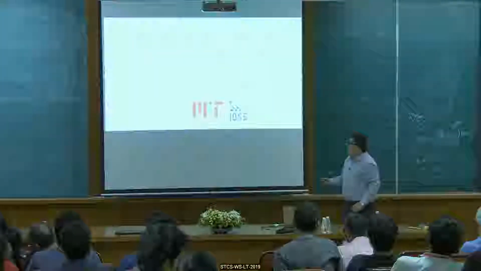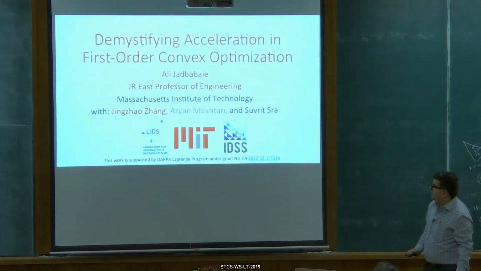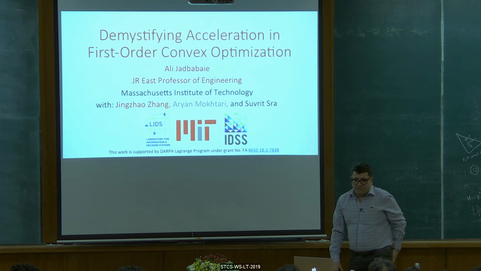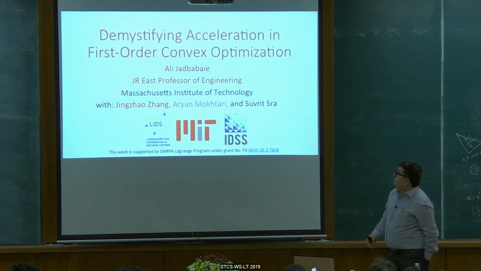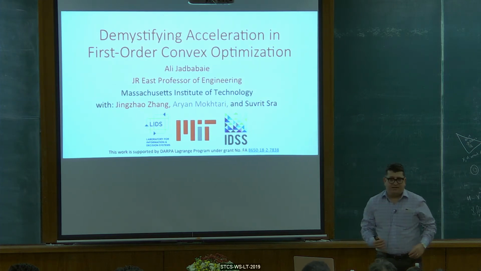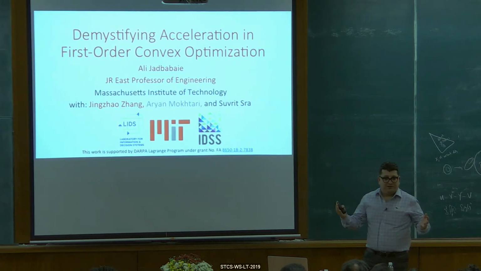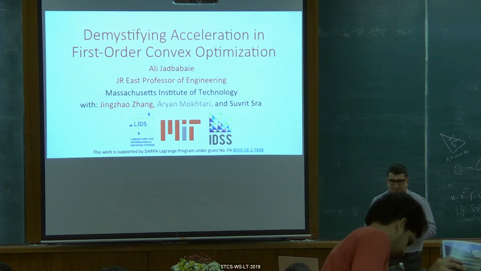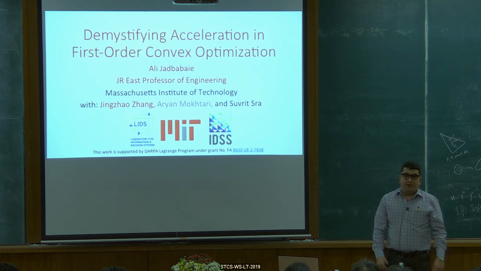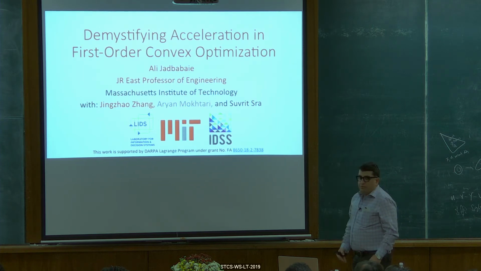So I want to tell you a little bit about some of the recent work that has been going on in my group with colleagues. This is mostly centered around understanding and demystifying what is known as acceleration phenomena in first-order optimization algorithms. And as you all know, even though it's a very old topic, first-order optimization is the flavor of the day, because in large-scale machine learning applications, we can't afford to store and process higher-order curvature information. And so we want to speed things up.